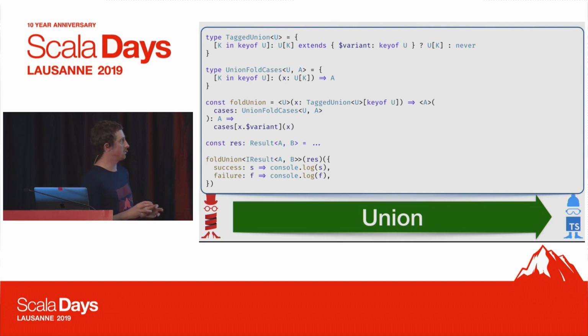The advantage of this over the instance of approach is that we get a label for each of the cases in our fold. When you've got many cases, it's handy to have labels so you know where you are. So we've got the success label and failure label for each of the cases in the fold.